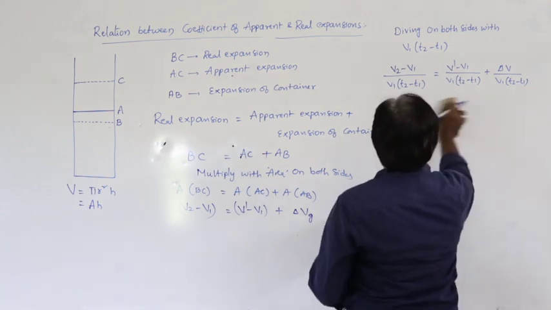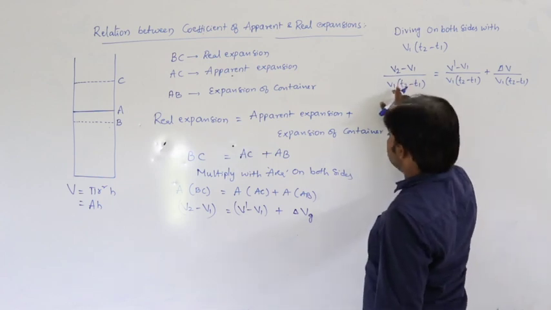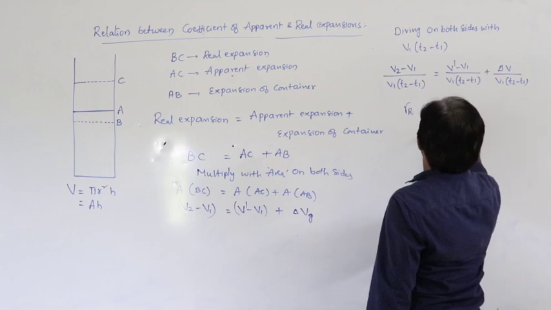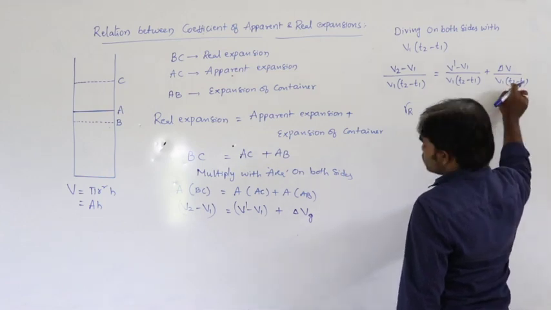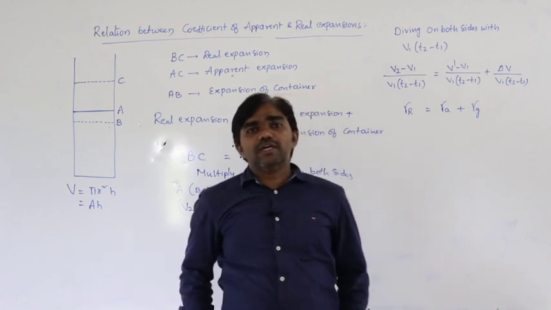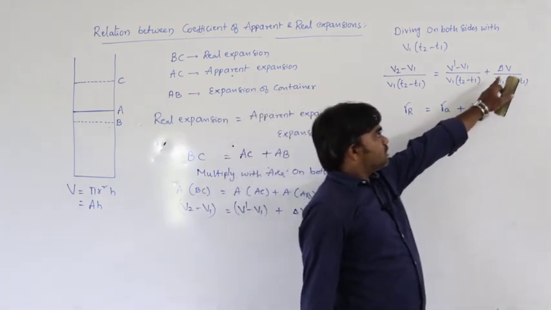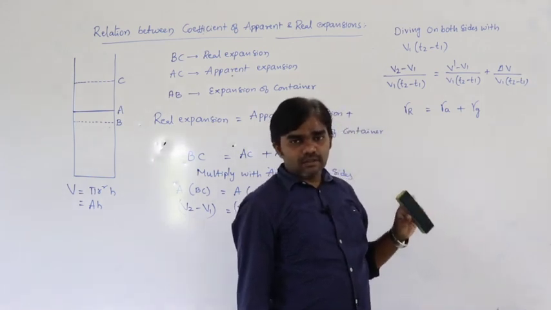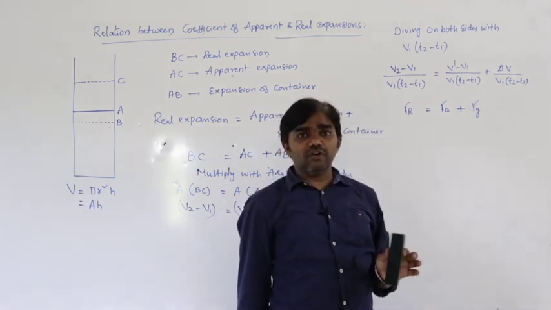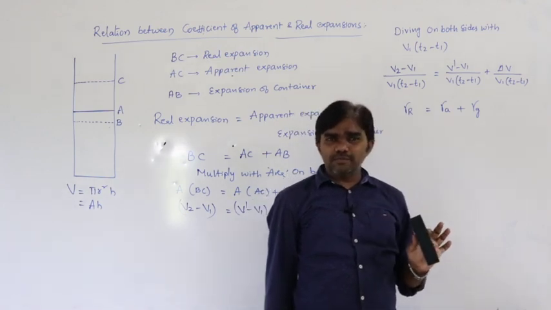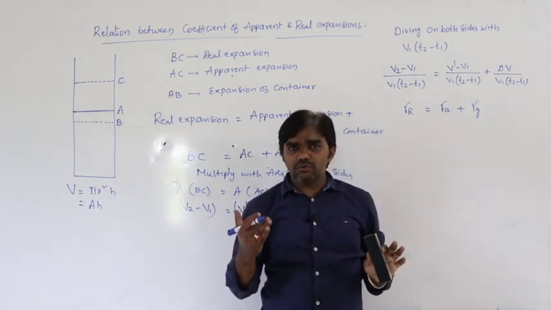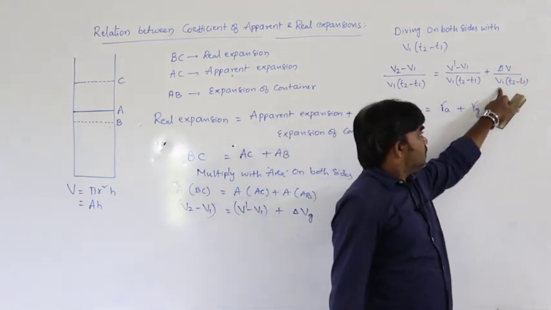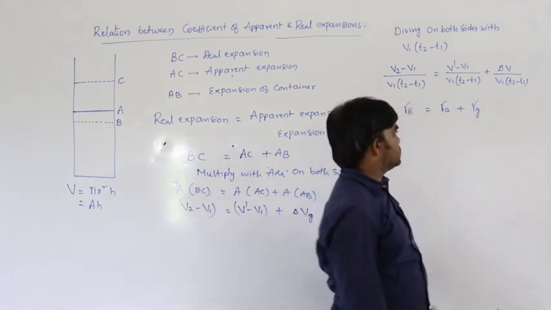So this is according to the definition and the formula we previously discussed. This is considered as the quotient of real expansion. This is the quotient of apparent expansion, plus this is the quotient of volume expansion of the container. In thermal expansion of solids, we have the quotient of volume expansion. What is the quotient of volume expansion? Change in volume by original volume per unit rise in temperature. That's why it is gamma G.